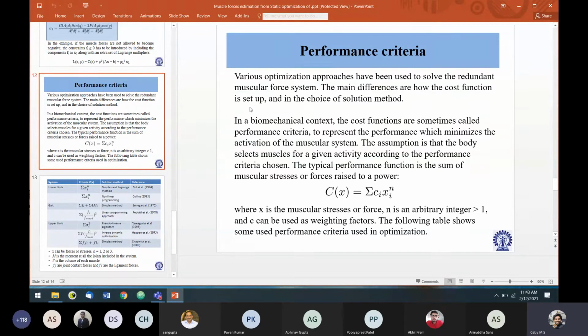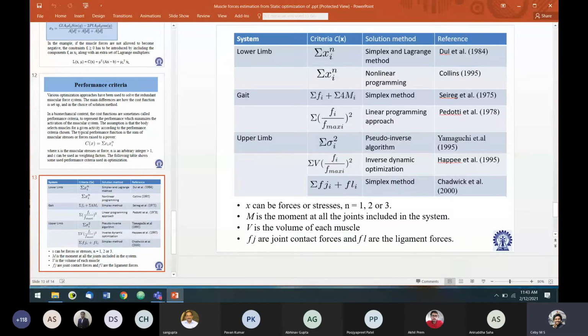So as I already mentioned, there are several optimization approaches which can be used to solve the redundant muscular force system. These cost functions are sometimes called the performance criteria. A typical performance function is a sum of the muscle stresses or forces raised to a power. Here I have discussed the popular criteria as well as solution methods and the references to them. If you are really interested, you can go through these papers. I have put them in the reference.